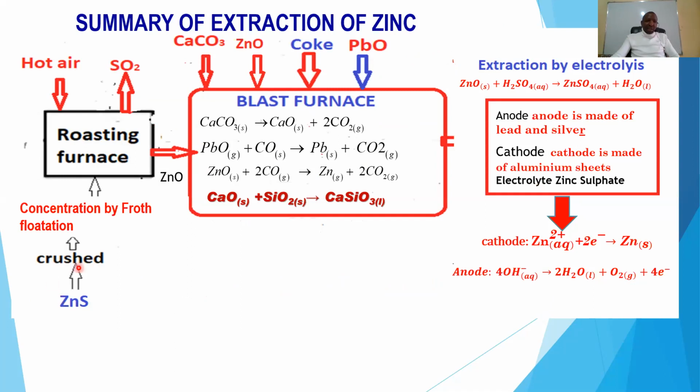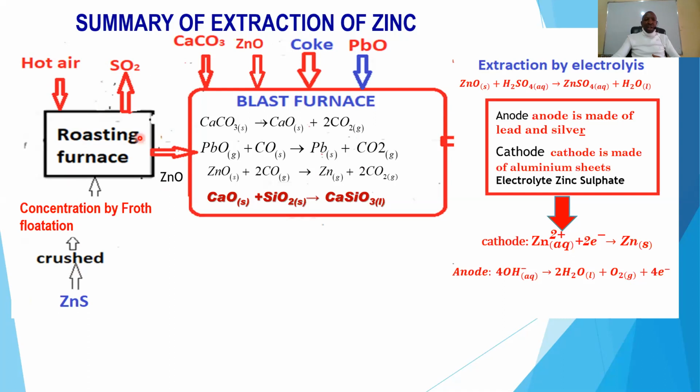It is crushed. Once it is crushed, it is concentrated through froth flotation. With froth flotation, we concentrate it to increase the percentage of the zinc blende in the ore and also to remove some of the impurities. When you go to the roasting furnace, we blow in hot air, whereby the zinc sulfide reacts with oxygen to form zinc oxide plus sulfur(IV) oxide. The sulfur(IV) oxide is trapped and can be used in the industrial manufacture of sulfuric acid.